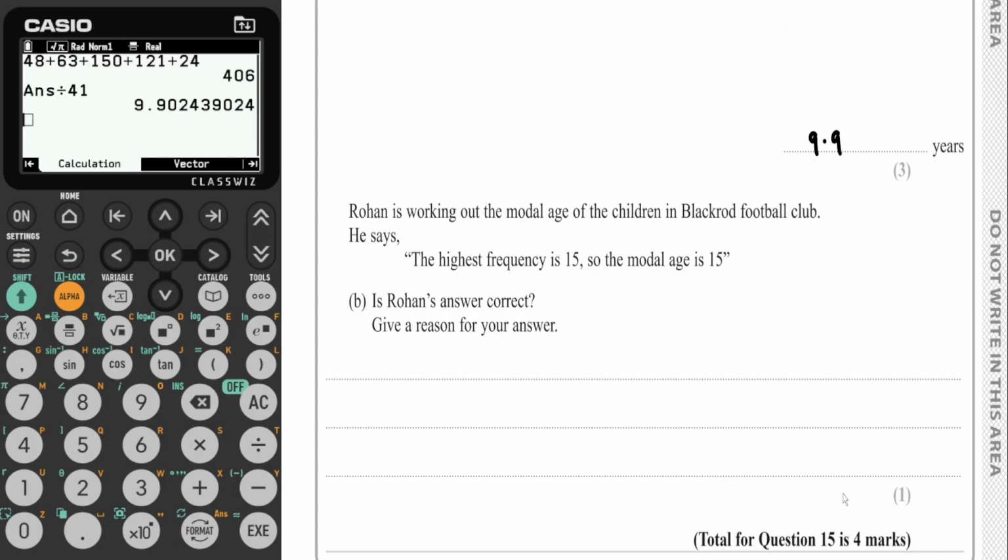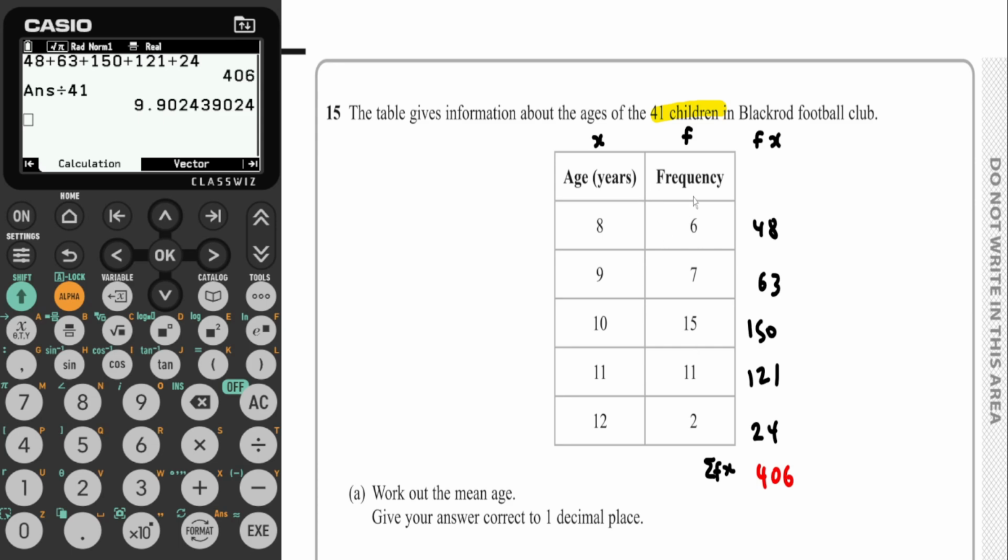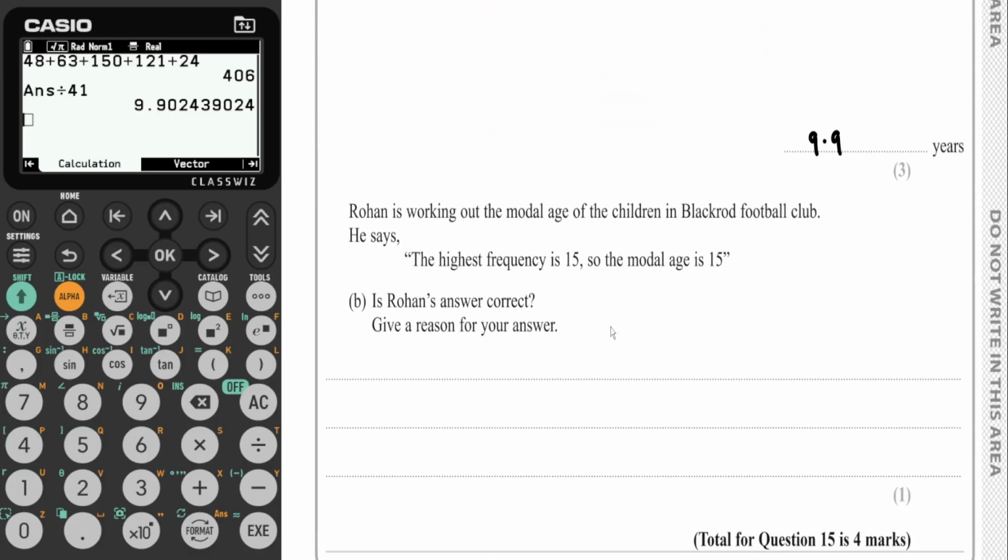Part B, Rohan is working out the modal age of the children in Blackrod Football Club. He says the highest frequency is 15, so the modal age is 15. Is Rohan correct? Give a reason for your answer. So if we go back here, we've got to look at the highest frequency. The highest frequency is 15, which corresponds to the age of 10. So the mode is 10 years old, which means Rohan is incorrect.